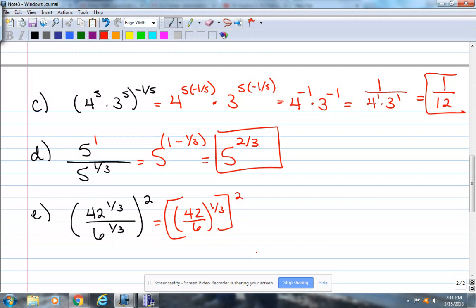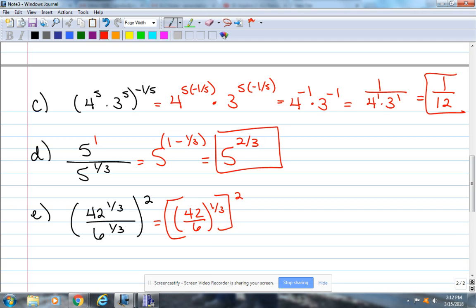Y'all see that? It's kind of like they did it backwards. They said since they're both a 1/3 power, then it could have originally looked like this. Does that make sense? And then I can do, yes. So that's the whole point in that.